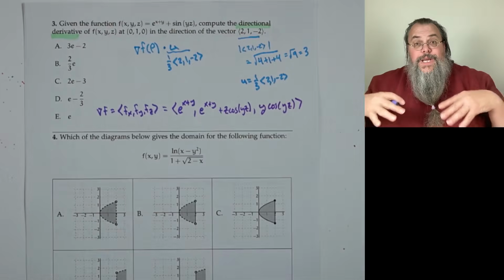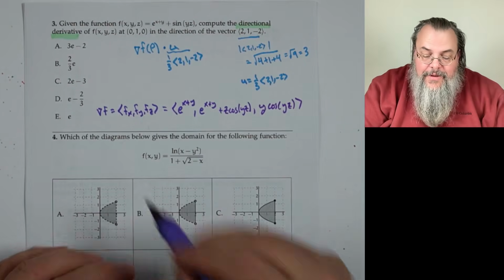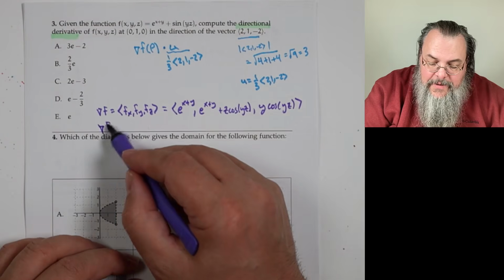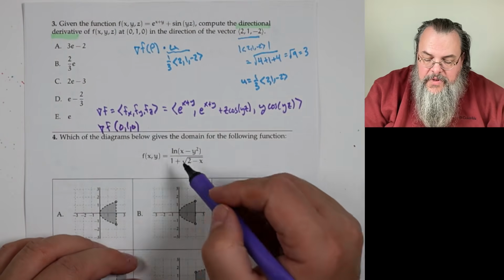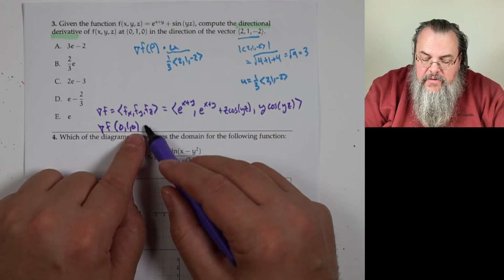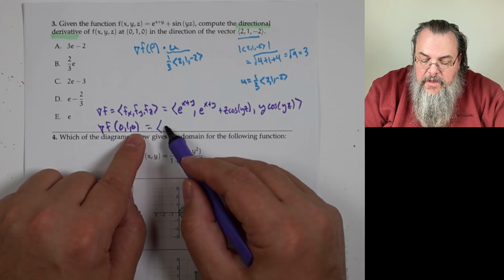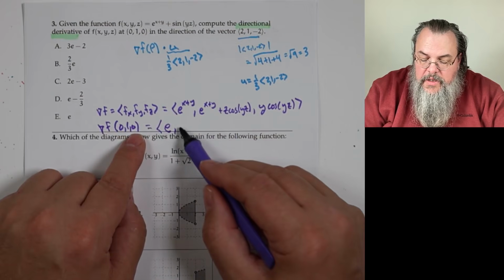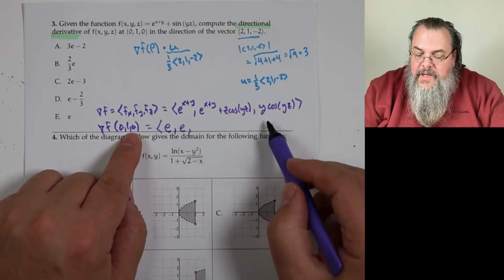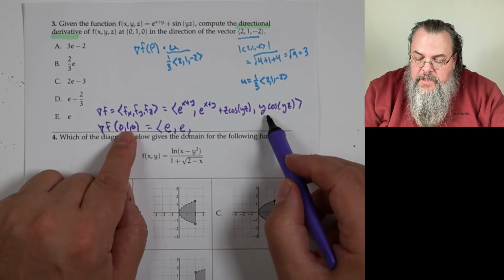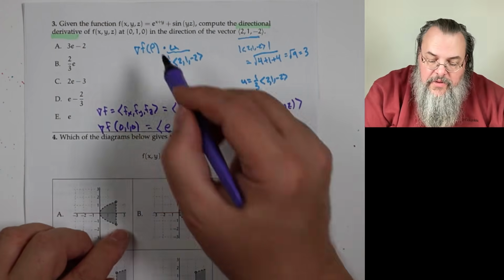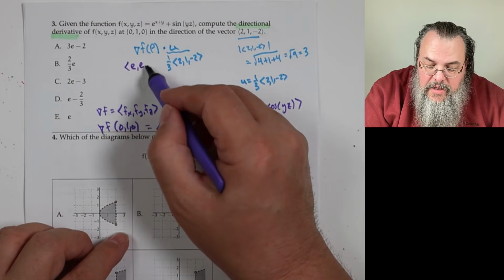All right, now though, we need to evaluate at the point because the directional derivative is a number. It's not a function. So gradient of f at 0, 1, 0. So x's become 0, y's become 1s, and z's become 0s. So we get what? E to the 1, e, comma, e to the 1, plus 0, right? Because it's 0 times something, comma. And now we have y, which is 1, times cosine 0. So that's 1. So e1. All right, so that goes here, e1.